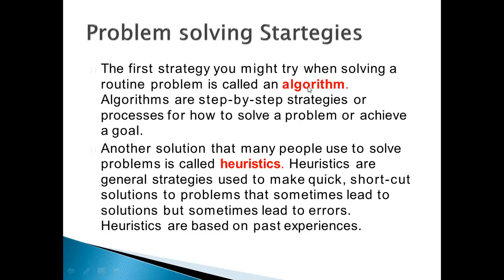And the second one is heuristic. What is the second problem solving strategy? Heuristic is another solution that many people use to solve a problem. Heuristic means a shortcut solution to solve that problem. But the outcome of that problem solution is not long lasting, because it is a shortcut. Heuristics are general strategies used to make a quick decision. And how to solve those problems, we are going to see.